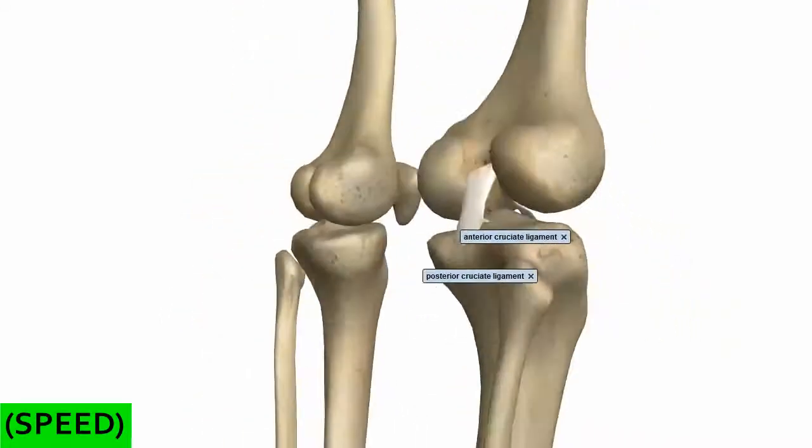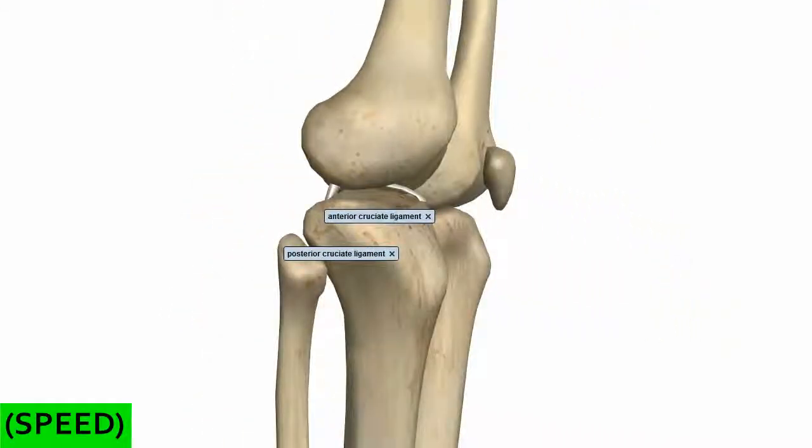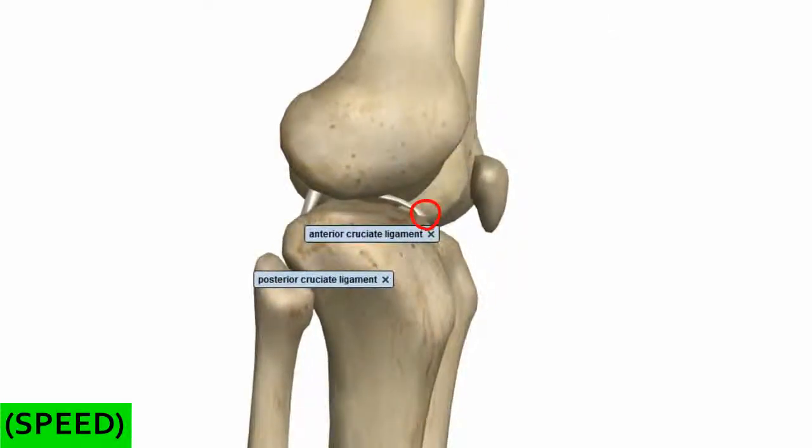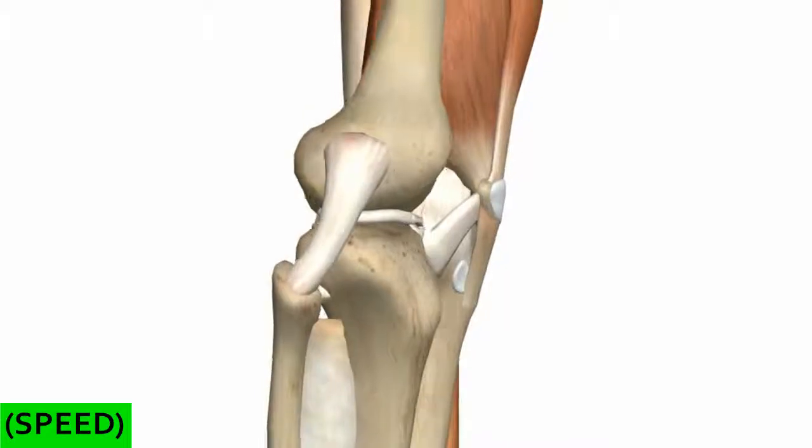So the function of these ligaments is to prevent anterior and posterior displacement of the tibia on the femur. So you can see because the anterior cruciate ligament attaches anteriorly on the tibia, it prevents the tibia from sliding forward in this direction. And because of the attachment of the posterior cruciate ligament, it prevents the tibia from sliding backwards. So then we've got this ligament here, the patellar ligament.